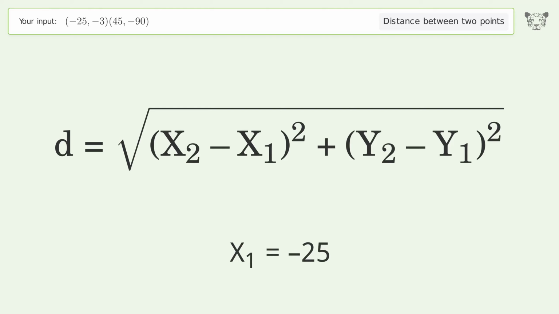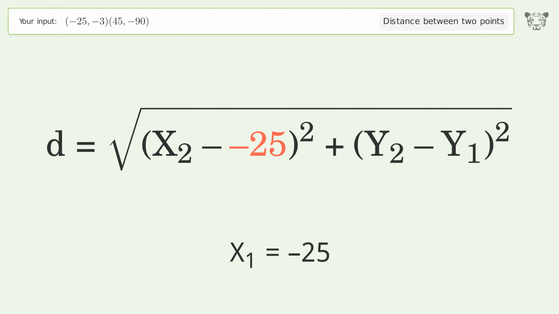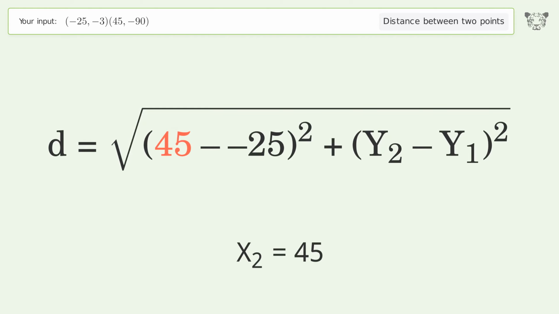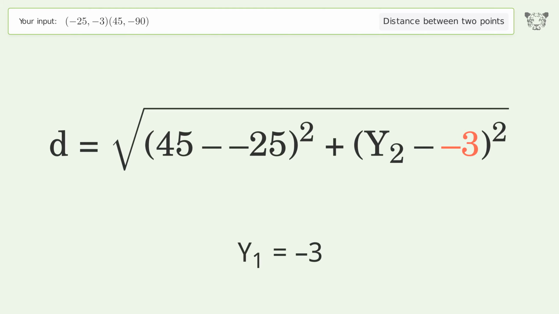x1 equals -25. x2 equals 45. y1 equals -3. y2 equals -90.